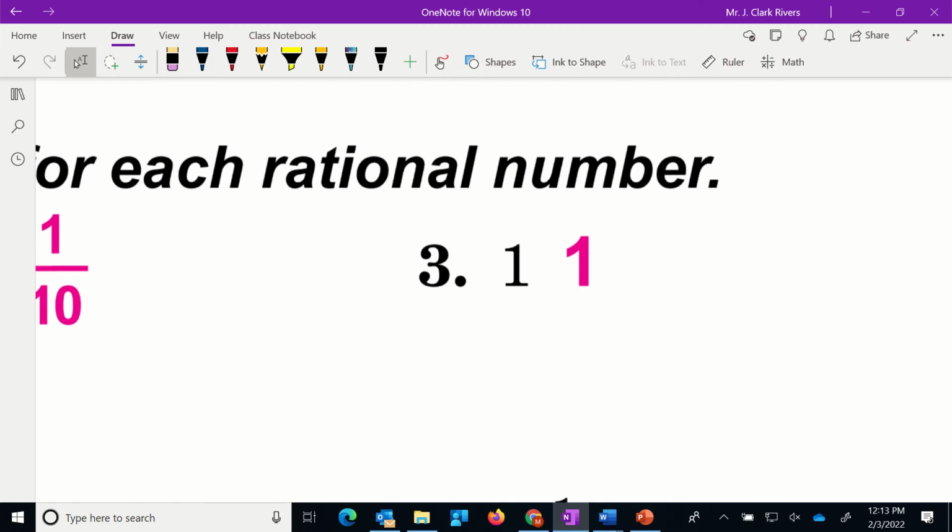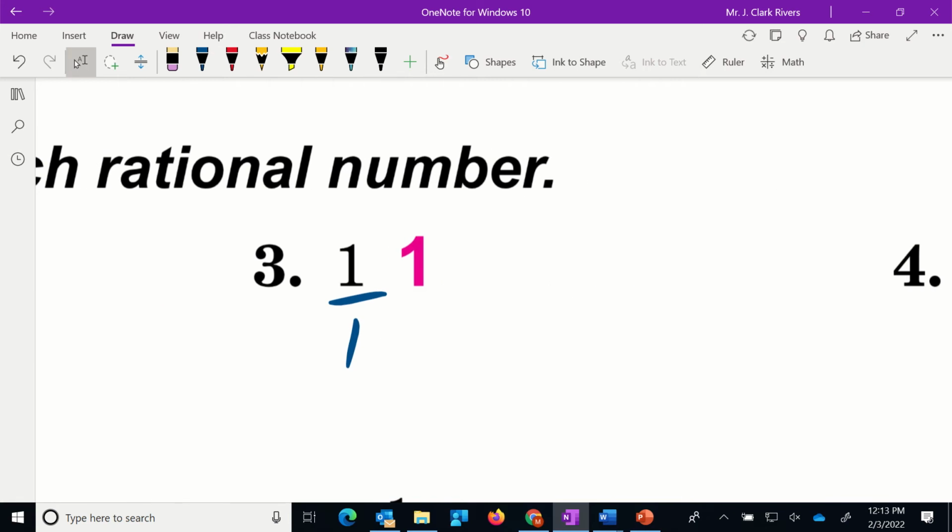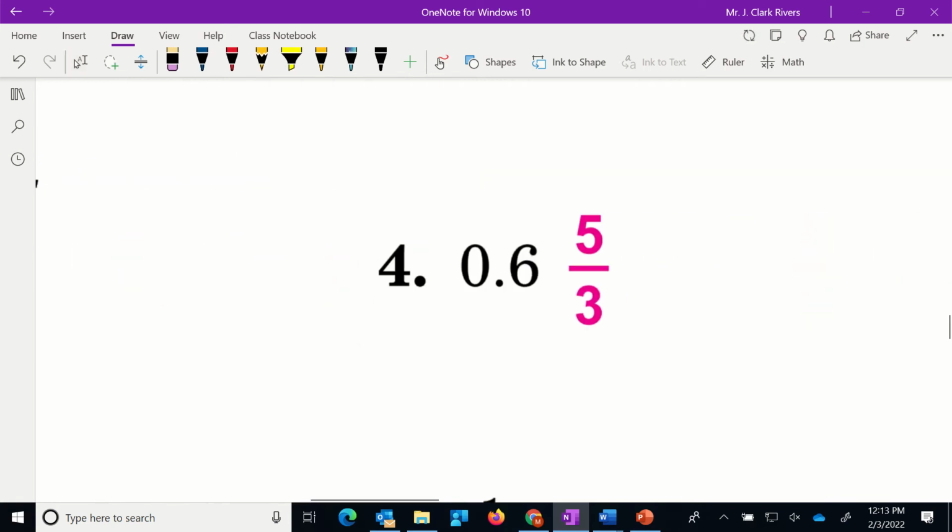3, multiplicative inverse is 1. Well, 1 and -1 are the only numbers where the multiplicative inverse is the same as the number itself. So like -10, you flip it, right? -10 is -10 over 1, so when you flip it, you get -1 over 10. But 1 is just 1 over 1. So when you flip 1 over 1, you still have 1 over 1, which is 1. Same thing for negative 1. I can't remember if that comes up in this or not.